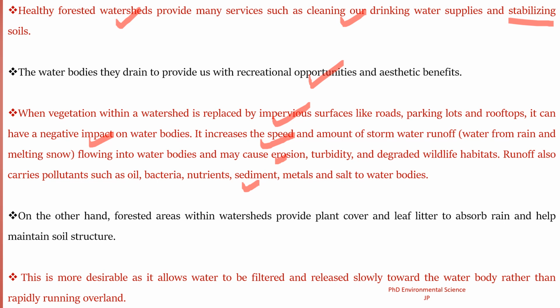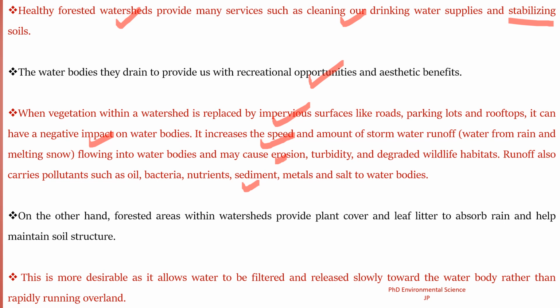Runoff from impervious surfaces often carries pollutants like oil, bacteria, and nutrients like nitrogen and phosphorus. These pollutants can degrade water quality, harm aquatic life, and impact human health. Increased runoff and pollution can destroy or alter habitats for wildlife, making it difficult for plants and animals to survive. This disruption can lead to a decline in biodiversity and ecosystem health.